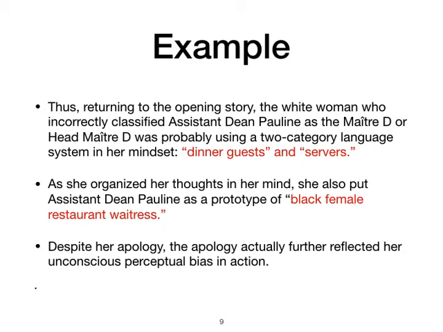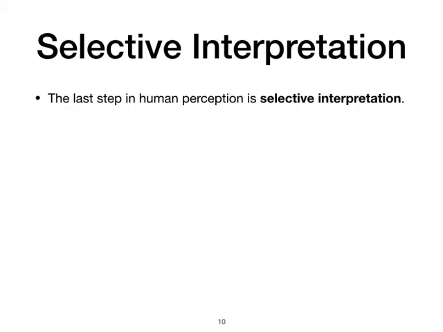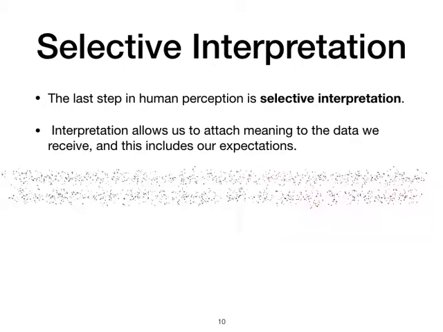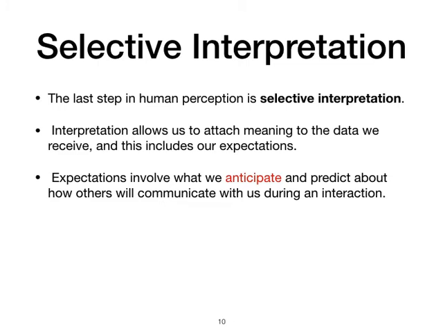So, the third one, the final one, is the selective interpretation. Obviously, this is how you interpret things. The last step in human perception is selective interpretation, how you interpret. Interpretation allows us to attach meanings to the data we receive, and this includes our expectations. Expectations involve what we anticipate and predict about how others will communicate with us during an interaction. We have pre-expectations of how this will go, and we try to anticipate.